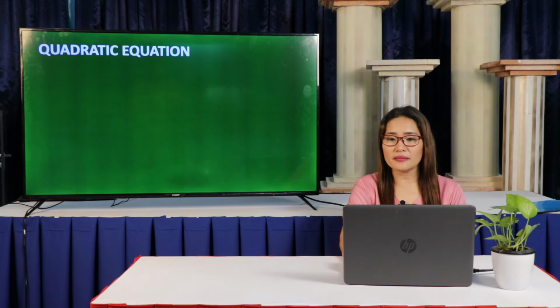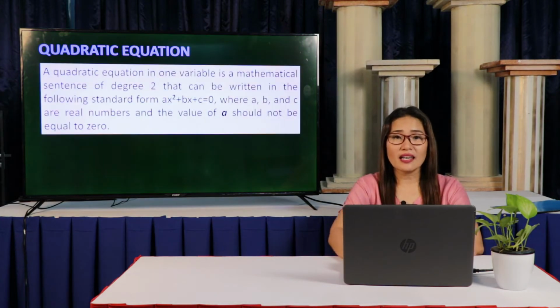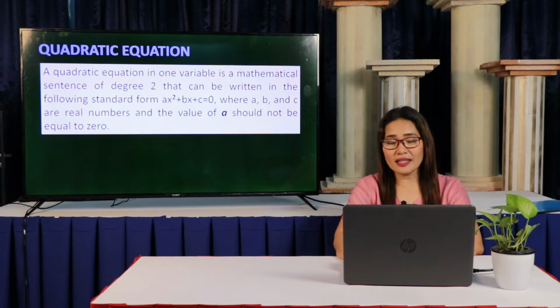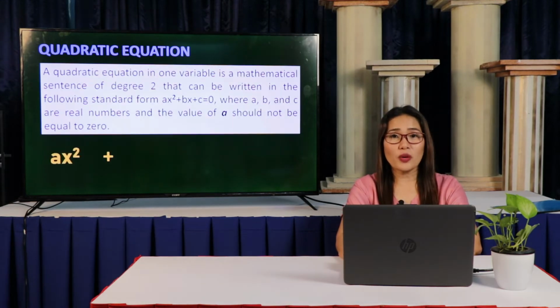Are you ready? Now let us define what is a quadratic equation. A quadratic equation in one variable is a mathematical sentence of degree 2 that can be written in the following standard form: ax squared plus bx plus c equals 0, where a, b, and c are real numbers, and the value of a should not be equal to 0. Take note that the equation is arranged in descending order.